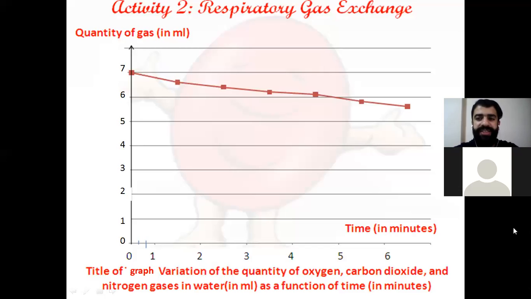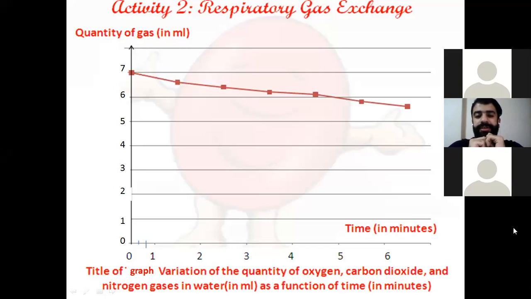Okay, so what does this line represent? Oxygen, carbon dioxide, or nitrogen? And you have to justify your answer. Is it increasing or decreasing? Is it moving down or up? Decreasing. Very good. So what does this line represent? The quantity is decreasing. Is it for oxygen, carbon dioxide, or nitrogen?